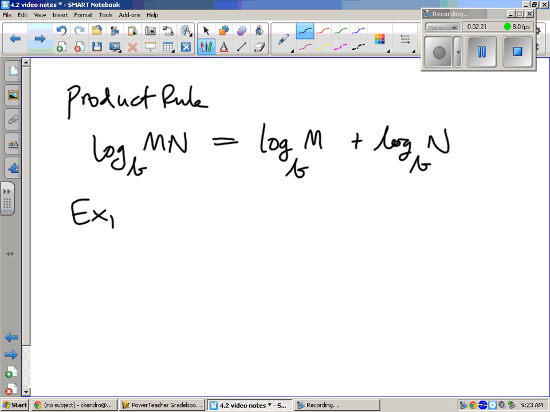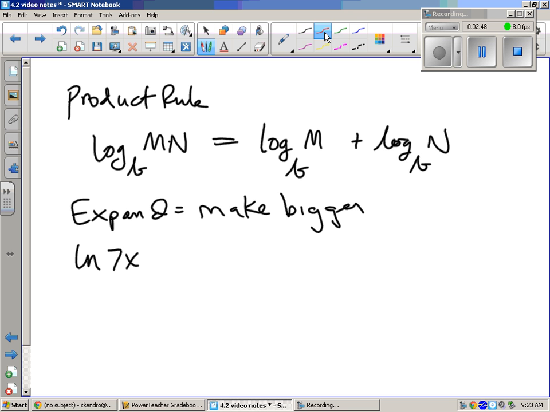Okay, so we can expand. If you see the word expand, to expand something means to make it bigger. So if you think of expanding a log, you turn the multiplication into addition. So let's try one here. How about natural log of 7x? You got to ask yourself, how many pieces do I have? I have 2, so this should expand into 2 natural logs. So natural log of 7 plus natural log of x. You should have 2 parts here when you split it.